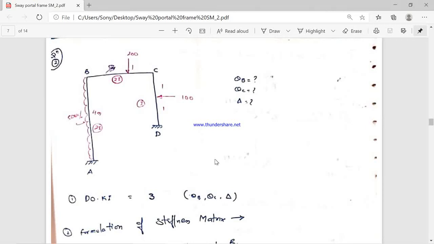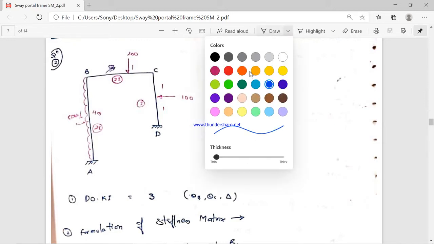The structural stiffness matrix of the portal frame. So as shown on the screen, this is an unequal leg portal frame, which has a UDL of intensity 50 kilonewton per meter acting on one side, and 100 kilonewton acting on the other side. So let us see that.